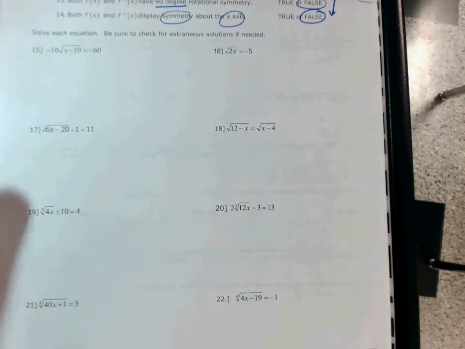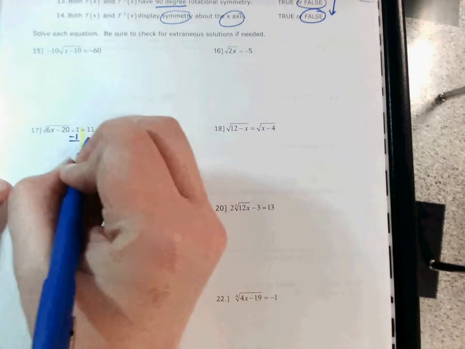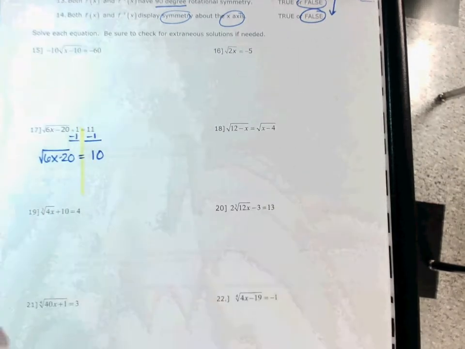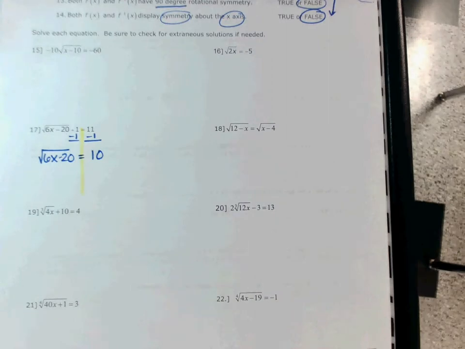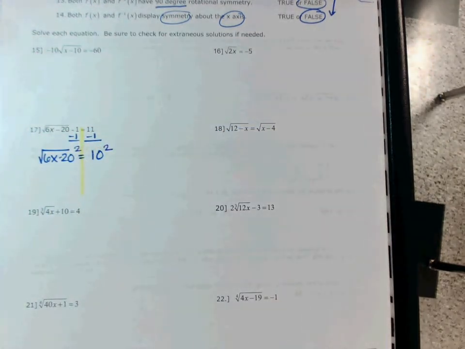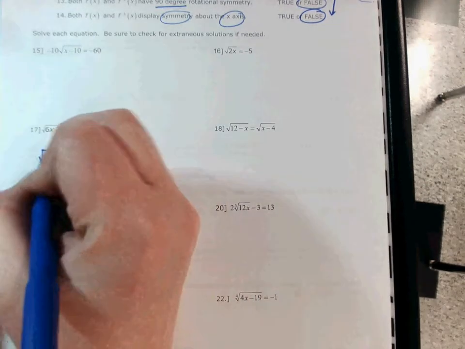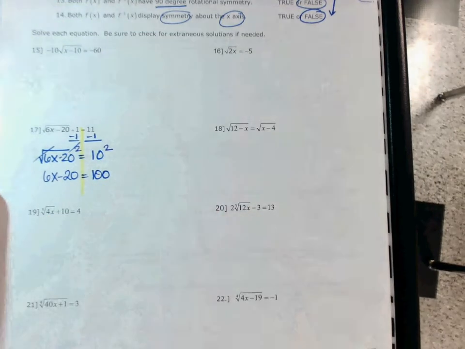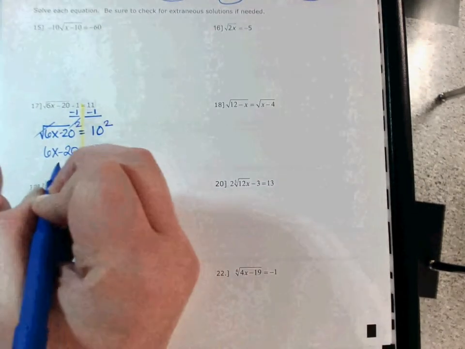Subtract the 1, good. 11 take away 1 is how many? 10. Perfect. 6x minus 20 equals 10. Next step. Square both sides. Remember, if the base is negative, you have to use parentheses when you type it in. If it's not negative, you can just type it in normal. What is 10 squared? 100. So 6x minus 20 equals 100. What's next? Plus 20.